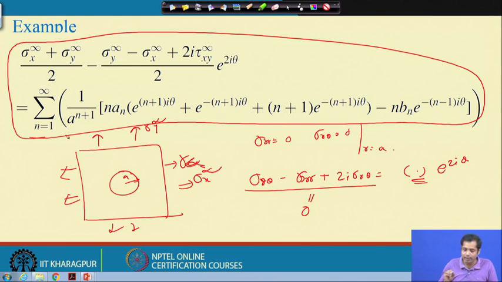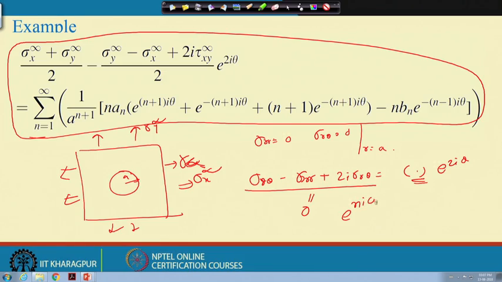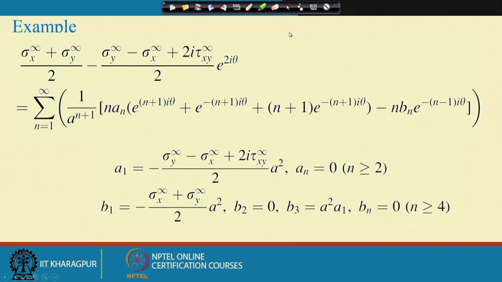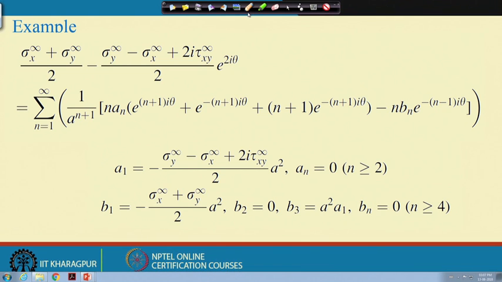Okay, the entire expression. Now once we have the entire expression, the rest of the thing is we have to compare the similar terms, either the real term, or in this case we compare the e to the i theta term, or the e to the 2i theta term. Here you have the 2i theta term. If you compare those terms, then you have the expressions for A1, B1, and all the other expressions are like this. Now this is important.